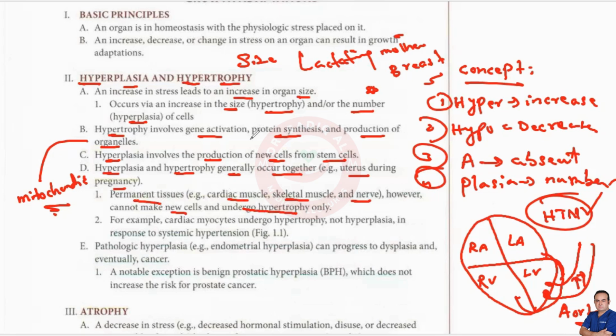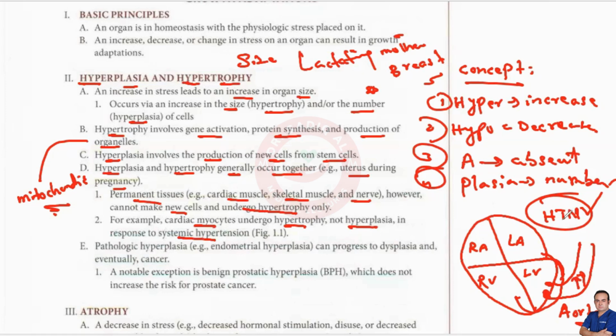For example, the biceps muscle. If you go to the gym and lift heavy weights again and again, you are pressurizing the biceps. Now, the biceps muscle undergoes hypertrophy but not hyperplasia. And for example, cardiac myocytes undergo hypertrophy, not hyperplasia, in response to systemic hypertension.